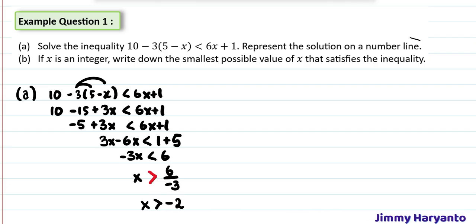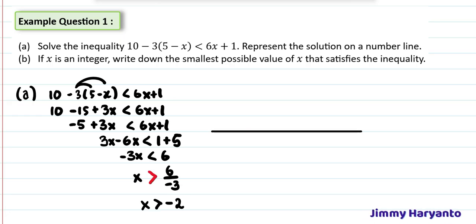And then the question wants you to represent the solution on a number line. So you only have to create a number line like this, and then you will locate the negative 2. Negative 2 will be right here. Because the sign doesn't have an equal sign, that means the point will be blank like this. And then because it's greater than, you will go to the right side like this. So this is the number line.